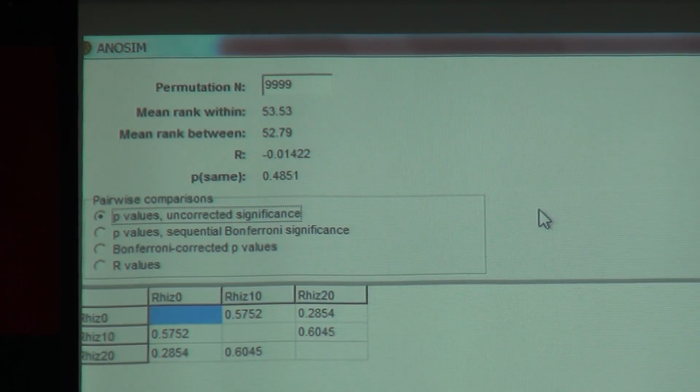So the soybeans here were the same as the soybeans here, were the same as the soybeans here.